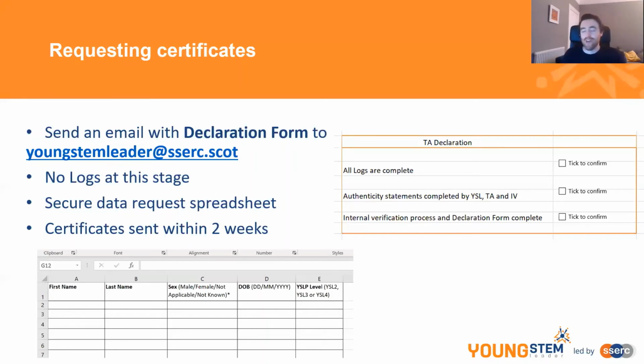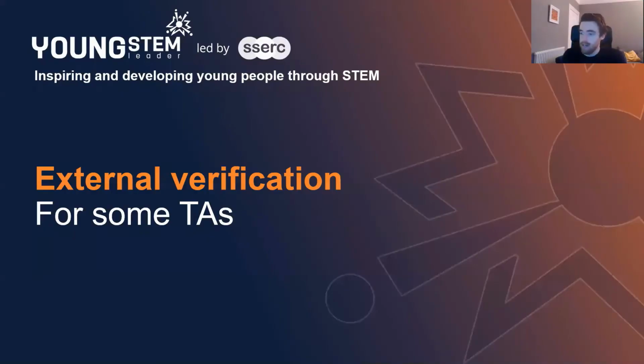The 2 week turnaround is pretty standard, but it may be slightly delayed. But we really have tried to streamline this process as much as possible and minimize the impact on workload to you as a tutor assessor. Now, at the certification stage, for many tutor assessors, we will just say, yes, thank you for your declaration form and for your data request spreadsheet. We will certificate your young STEM leaders in 2 weeks.